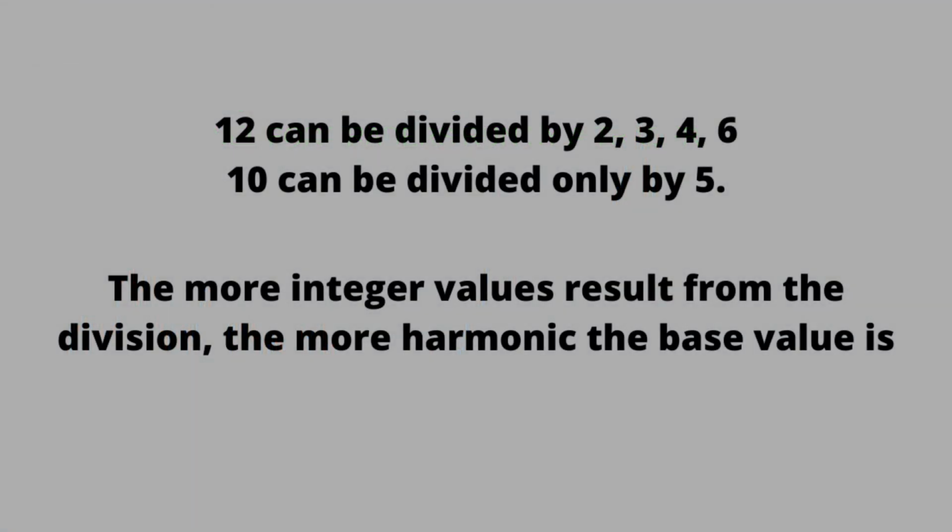12 can be divided in half, in 3 parts, into 4 or 6 parts, and each time we get an integer value. Each year we divide into 12 months, or 4 seasons, or 3 trimesters. Each day we divide into 24 hours, which is double 12.